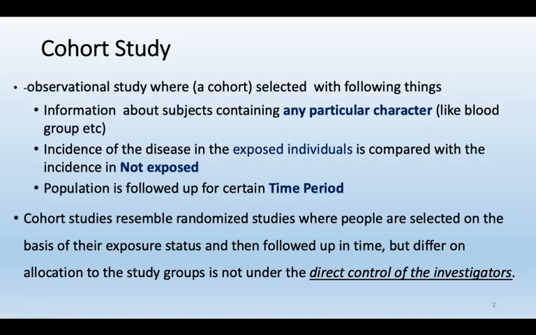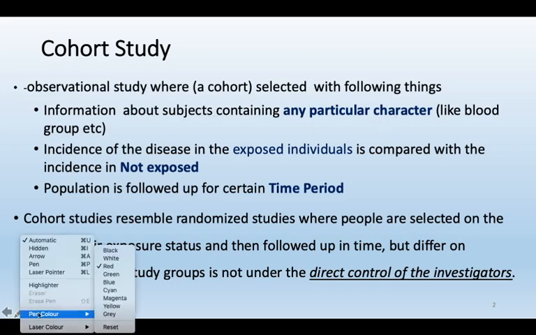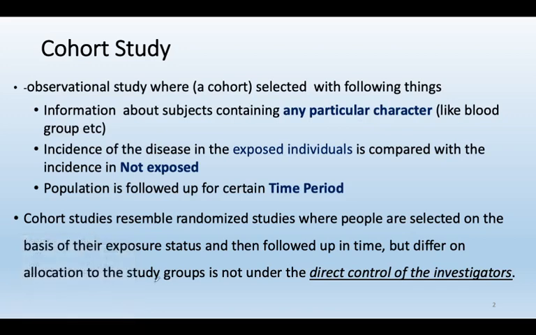Now, what a cohort study looks like and what a cohort study is formulated of is basically an observational study where a cohort selected retains three following characteristics. Number one, the information about the subject containing any particular character. Now I have written a word particular character over here. It is basically an association of an exposure.